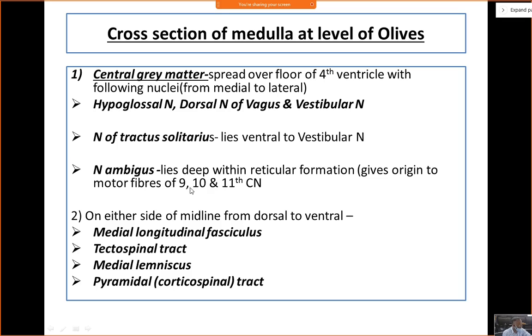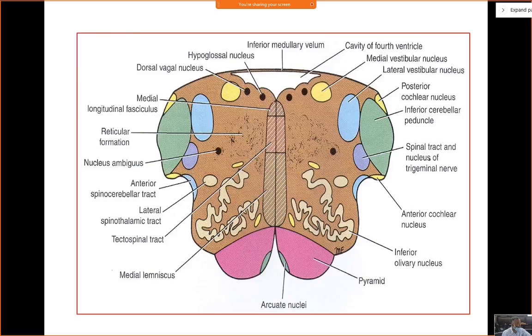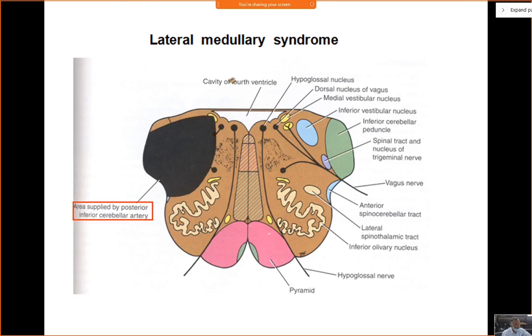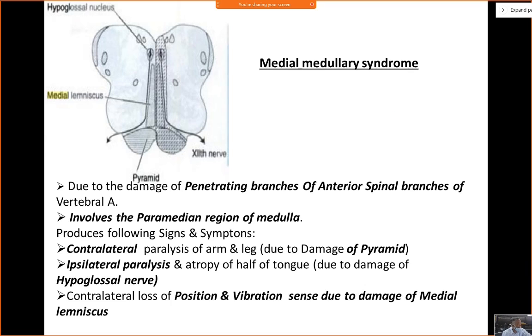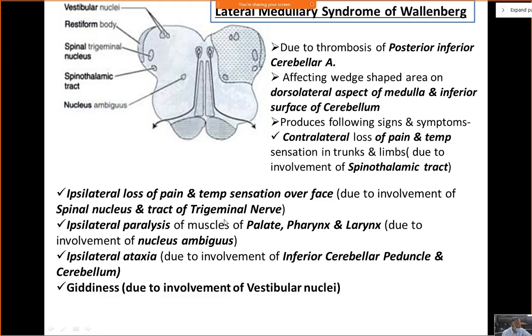So what will happen, due to the involvement of the nucleus ambiguus, this nucleus is damaged. As this nucleus is damaged, all the motor fibers which supply these muscles of pharynx, palate and larynx get paralyzed. But it is of the same side. So the patient will come with a history of slurring of voice. Then the patient cannot take food properly because the soft palate is not working. Then the pharynx is not working properly.